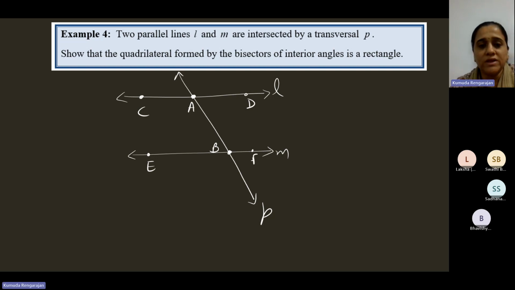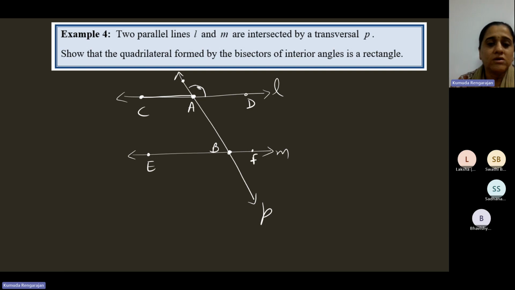So here you can see on the line P we marked A and B. Now on L we marked C and D. And on M we marked E and F. So now you can name the angles. Angle CAB. I think to name this angle, we need to take this point also like that.